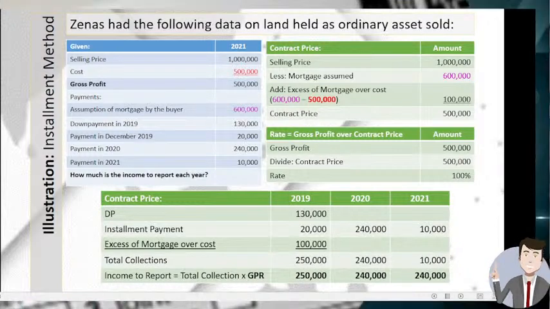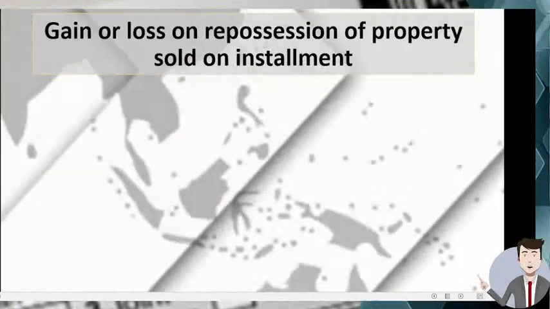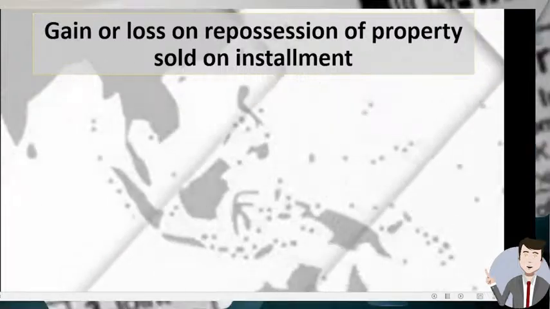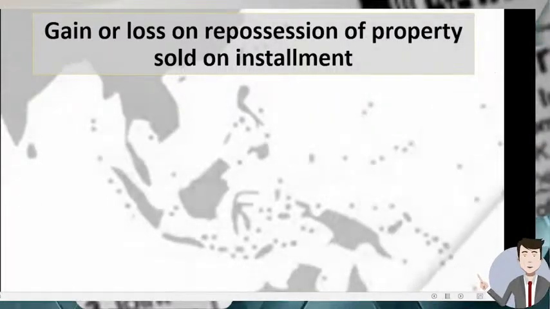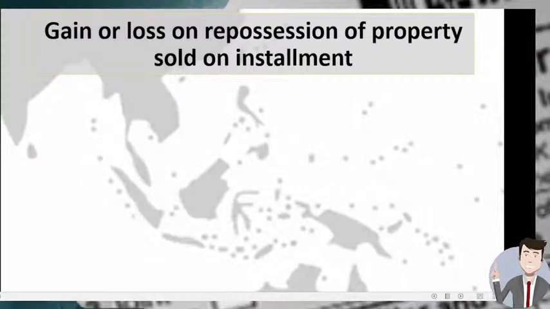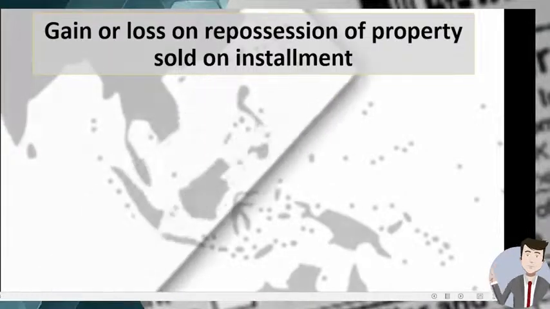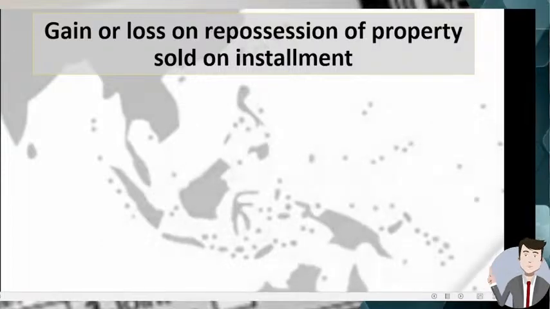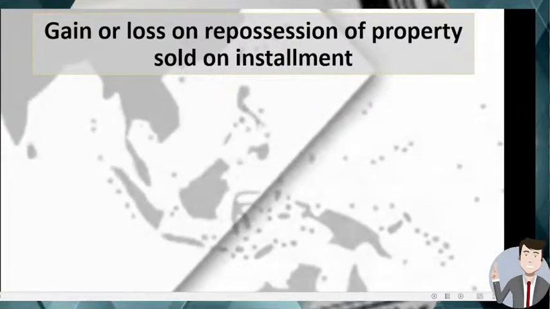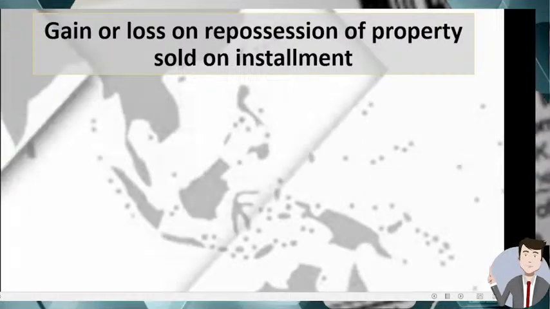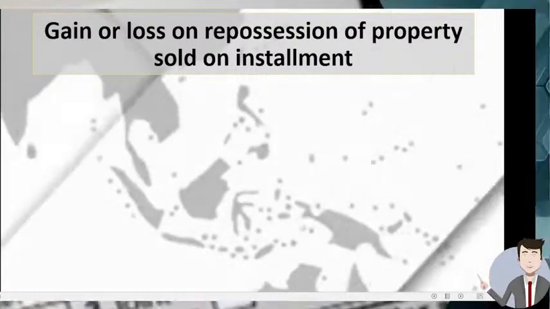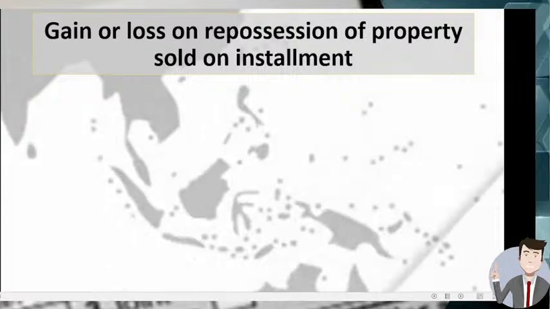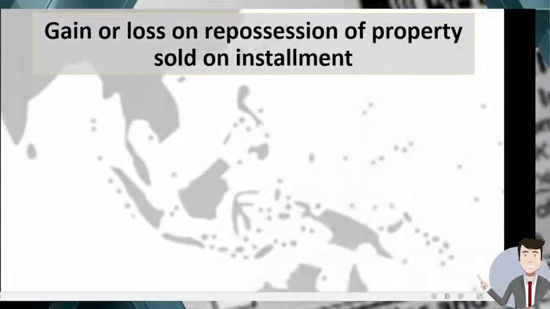Okay, so let's proceed. So this is a continuation of our discussion of the installment method. But in this case, before the completion of payment, the buyer failed to comply or failed to pay the scheduled installment payment. So one of the remedies of the seller is to repossess the asset sold.